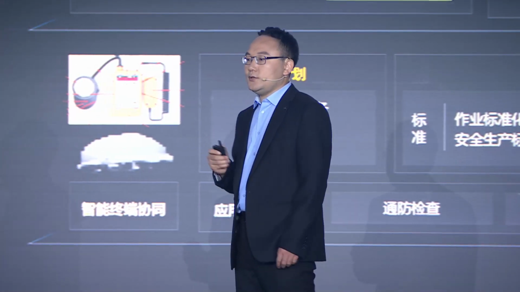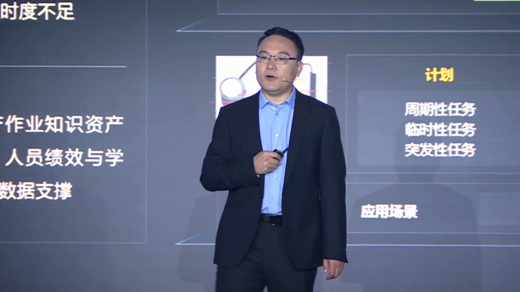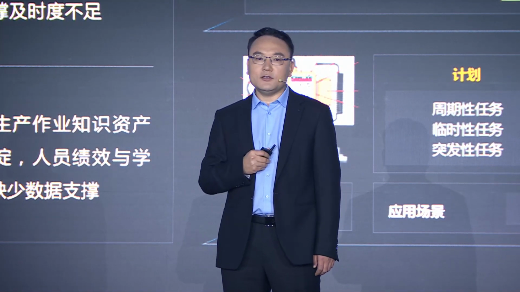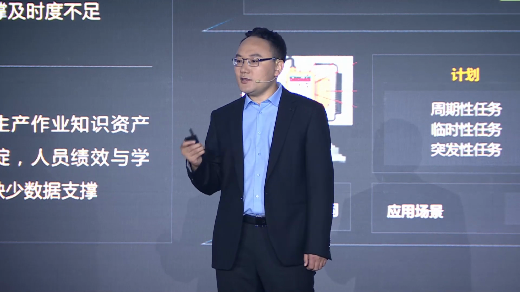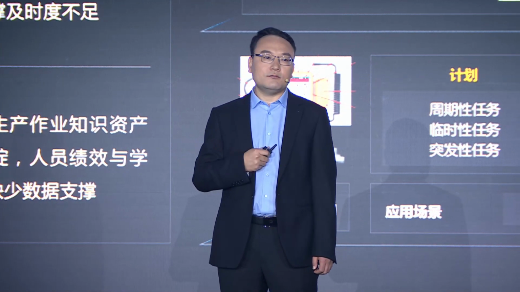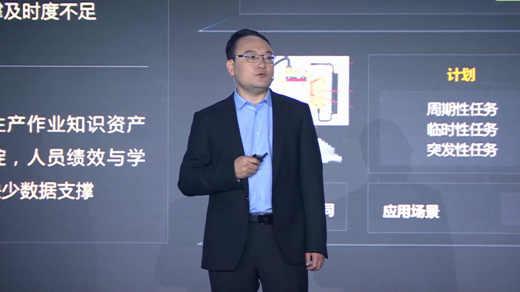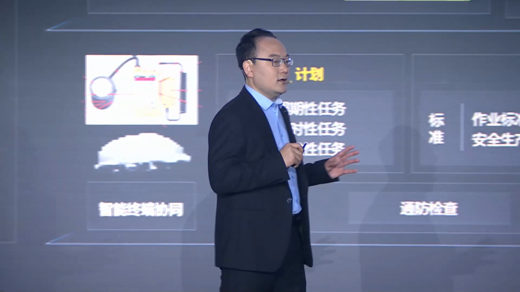The leaders may say that the work is not done well, the efficiency is too low, management capabilities need to be improved. Well, for the team leaders, they may say we are understaffed and the resources are insufficient. So who can tell which one is correct? The system can, because the system has data.